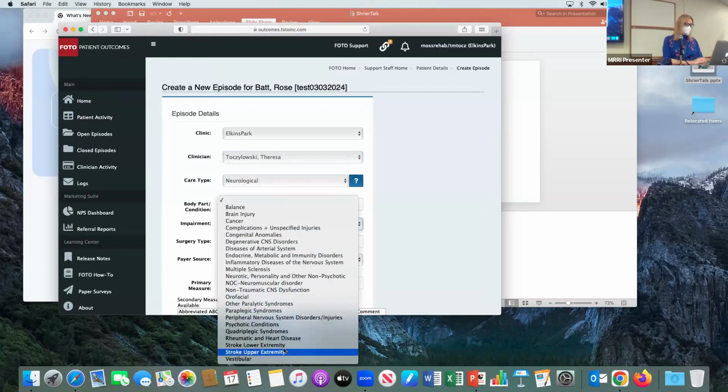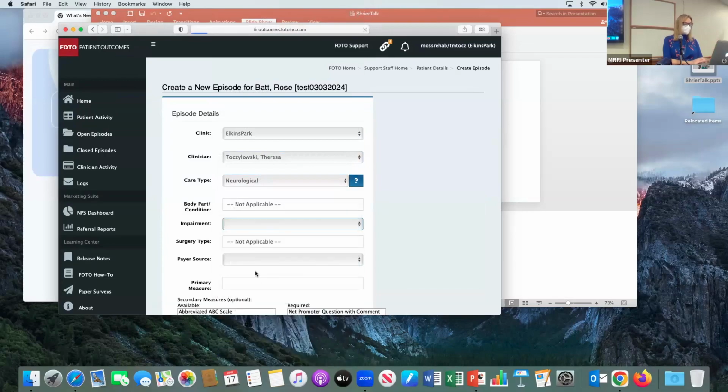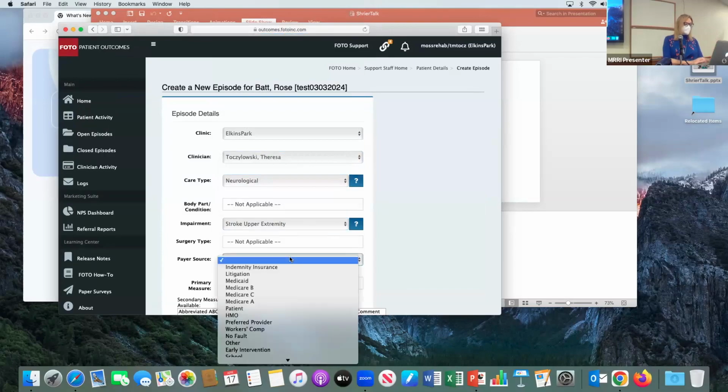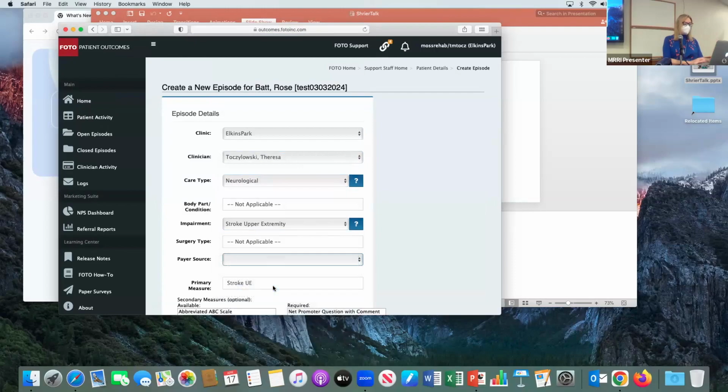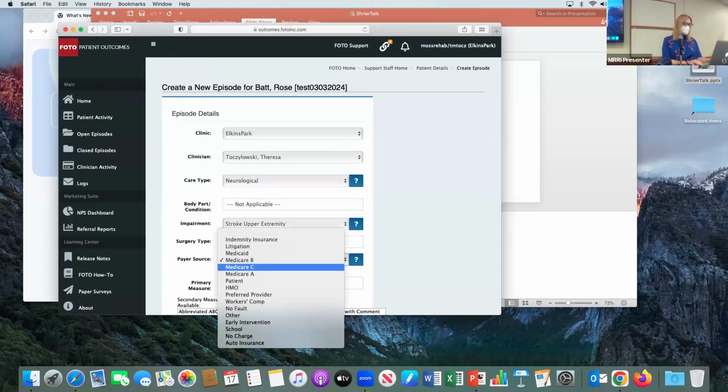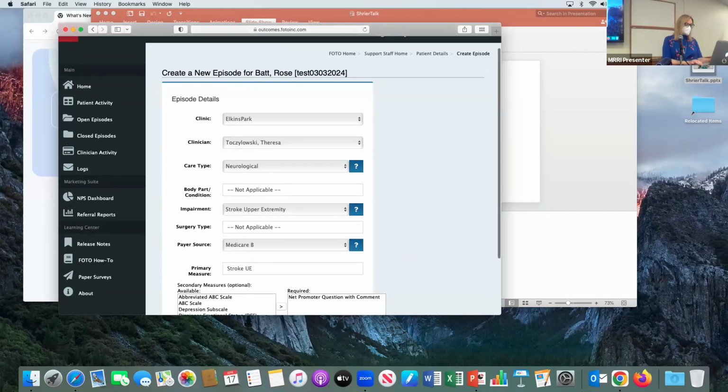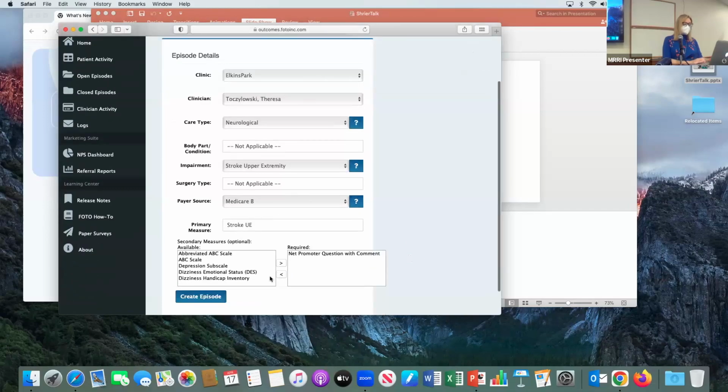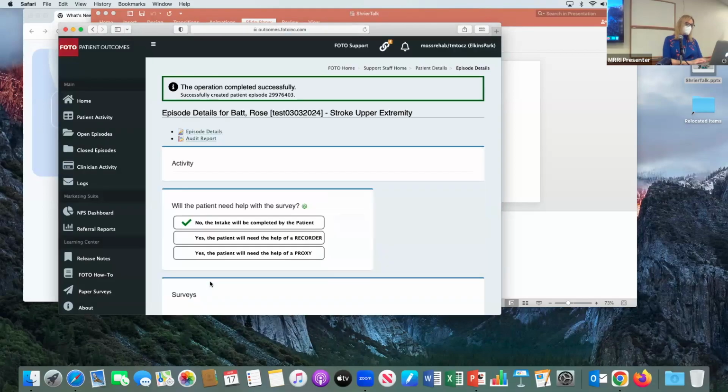And we'll go to stroke upper. They also want to know the patient's insurance, because we found that that will give us a different type of risk adjustment. The other thing that's nice is that they do give us the ability to add secondary measures if there's something else that you want to track. And so you can add those. But for today, we're just going to stick with the stroke upper extremity.